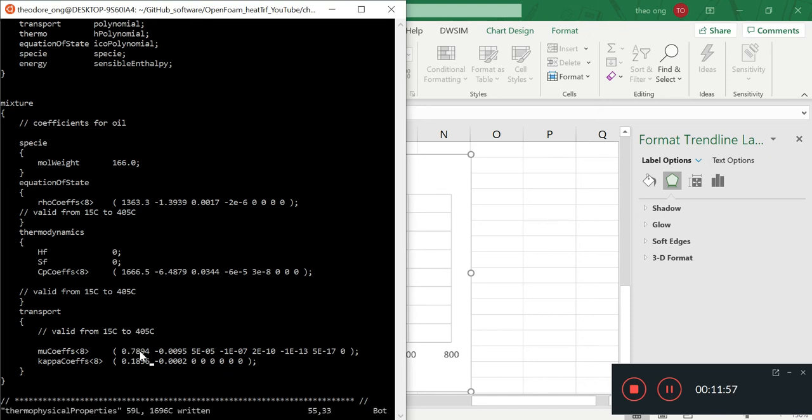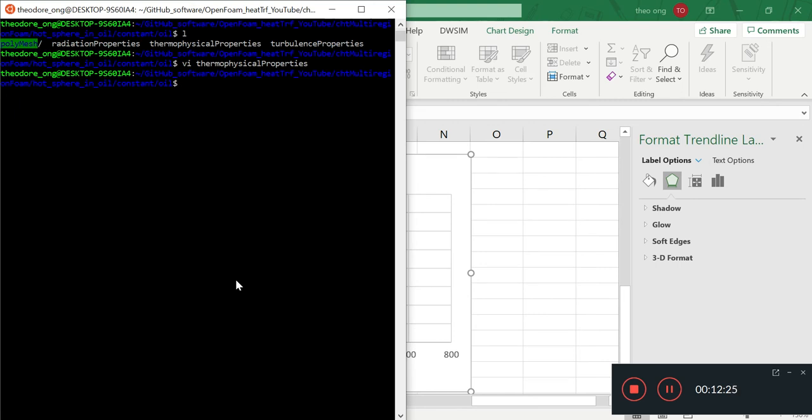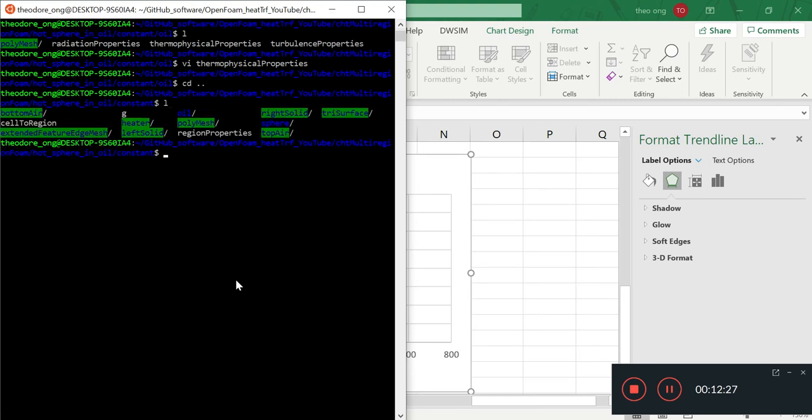So let's count the number of coefficients. 1, 2, 3, 4, 5, 6, 7, 8. Likewise for here, 1, 2, 3, 4, 5, 6, 7, 8. And 4 here, plus 4 zeros, that is 8. Okay, so that's a fair bit of work for just the thermophysical properties if you want to get it as accurate as possible. Now you can do the same thing for, yeah, that's for oil, Dowtherm in particular.